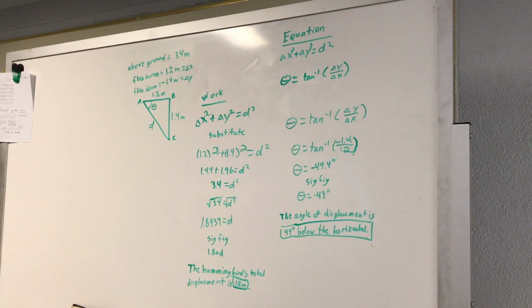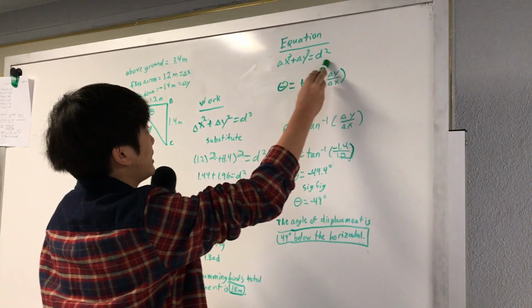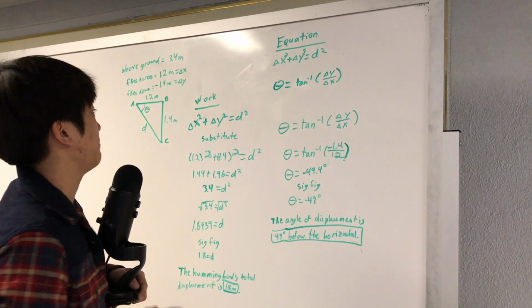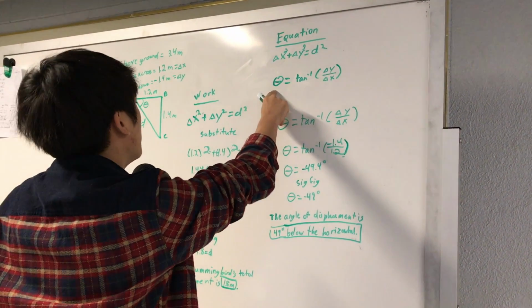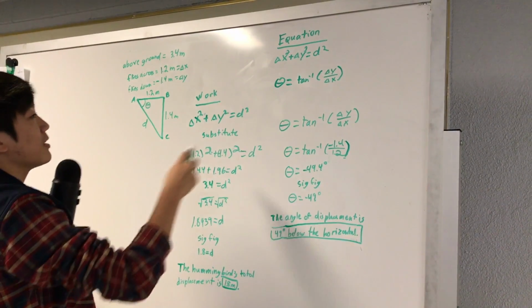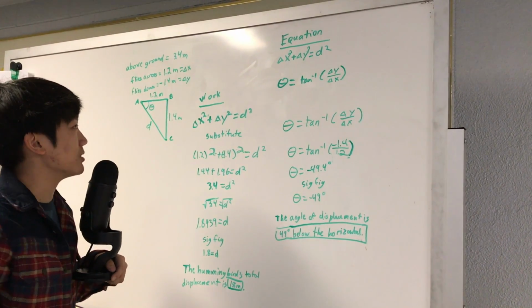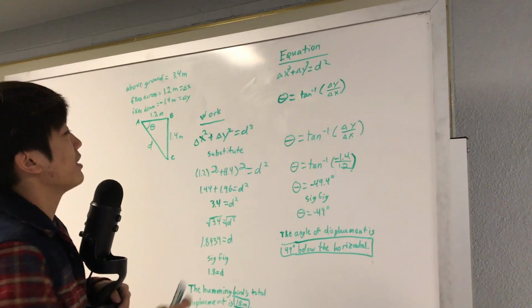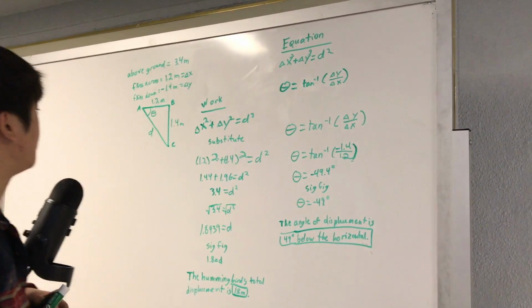Okay, so here are the equations. This is of course the Pythagorean theorem: delta x squared plus delta y squared equals displacement squared. And this is the equation to find the angle, theta equals inverse tangent of delta y over delta x.